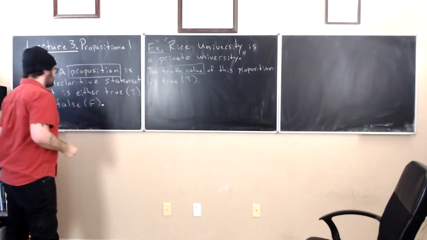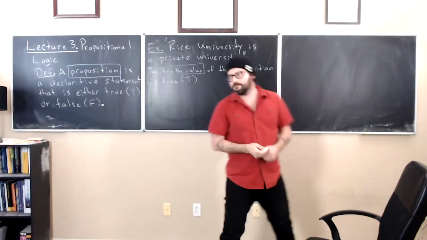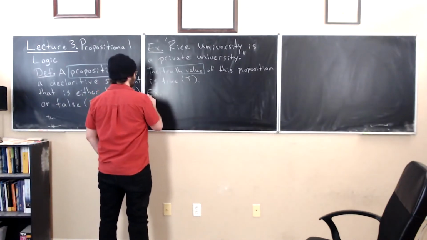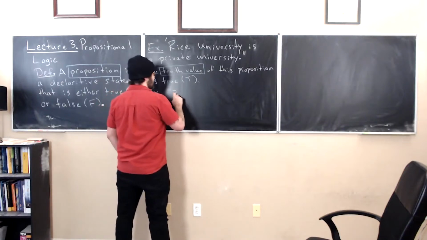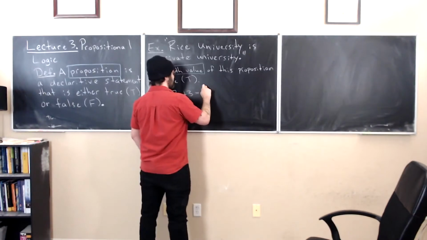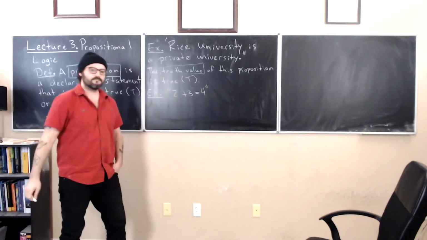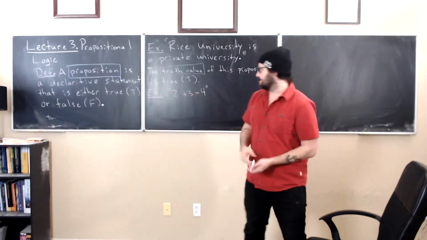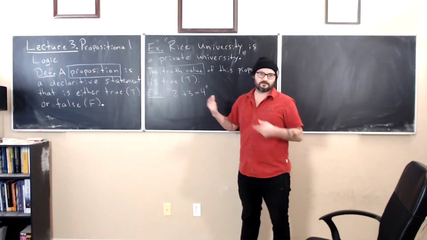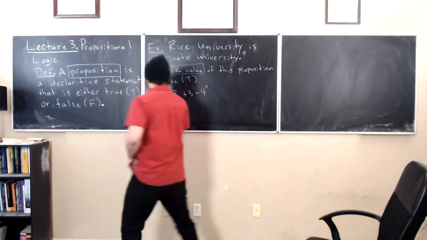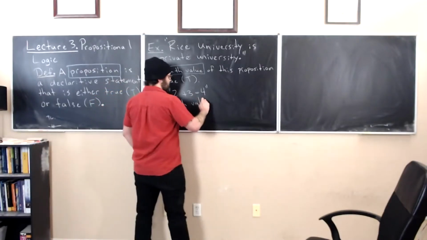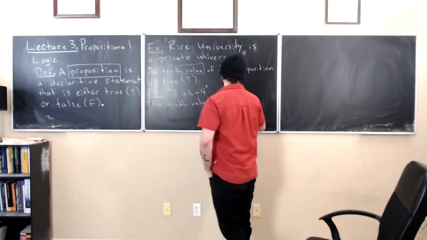Now, what would be another example? Something like, say, 2 plus 3 is equal to 4. That is a declarative statement, right? It says that this is equal to that, which we're interpreting as how we understand the equal sign, and it's going to be a true or false statement. In this case, it's false. So the truth value of this proposition is false.